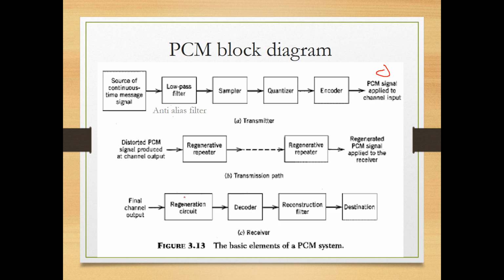At the receiver side, you have a regeneration circuit that reconstructs your signal. After that, you have the PCM demodulation process, where you have a decoder that converts bits into discrete amplitude levels. And after that, you have a reconstruction filter. The reconstruction filter smoothes things, connects the peaks with each other, and performs some kind of smoothing so that you can reconstruct your analog signal and send it to the destination.